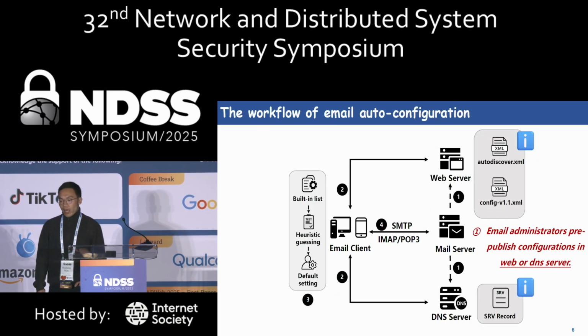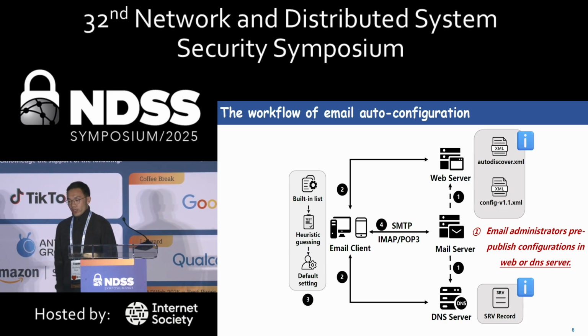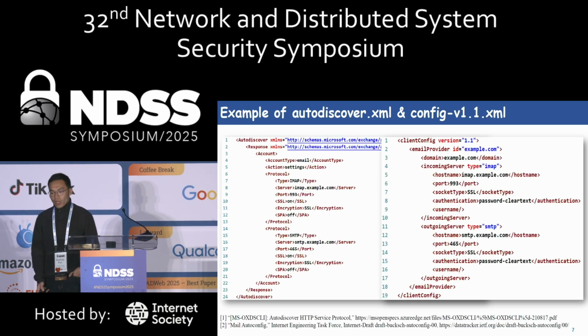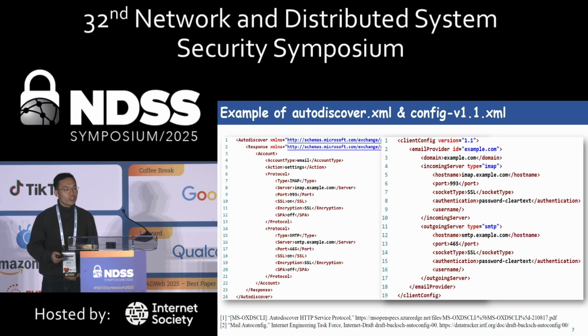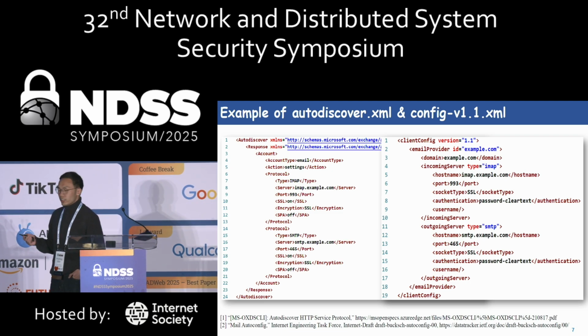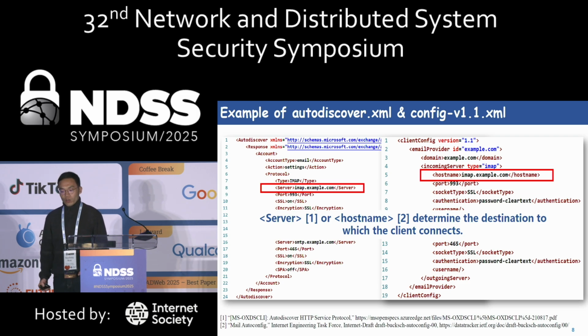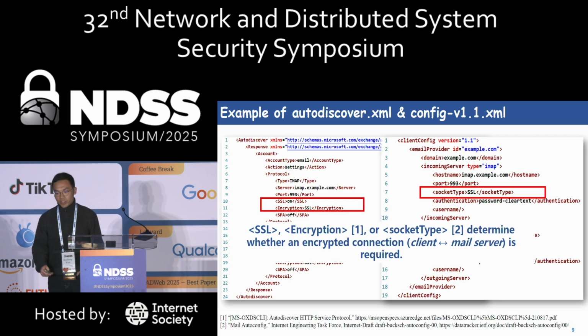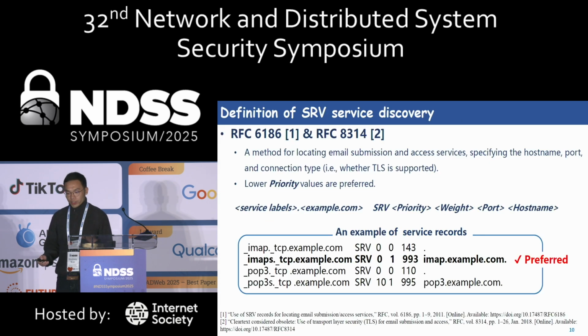So let's look at how email auto-configuration works. First, email administrators publish configurations on web or DNS servers. Here is a configuration file example of Autodiscover and Autoconfig. We can see that there are lots of configuration parameters. For example, the server or host name determines the destination to which the client connects, and the SSL encryption or socket type determines whether an encrypted connection is required.